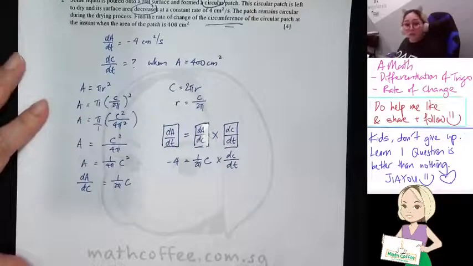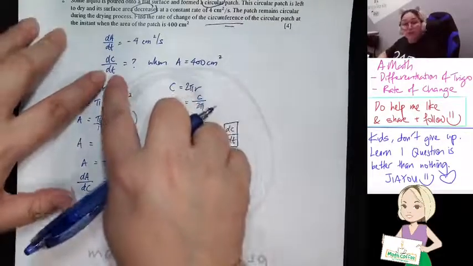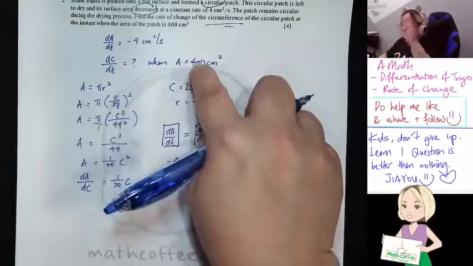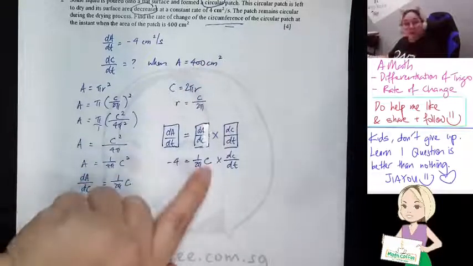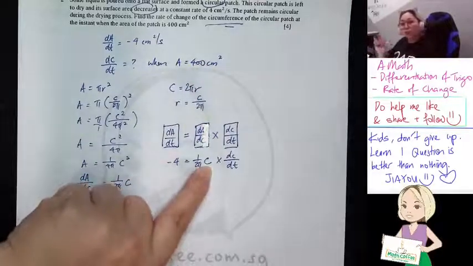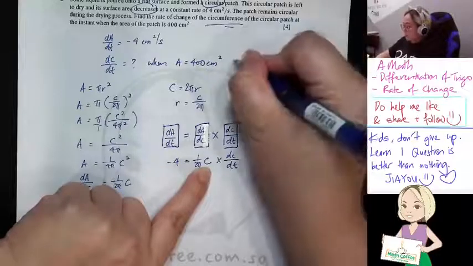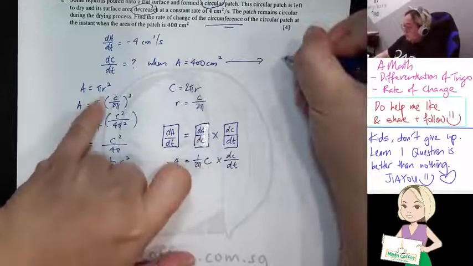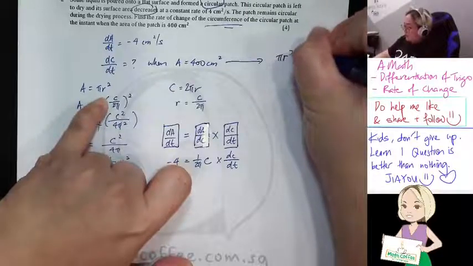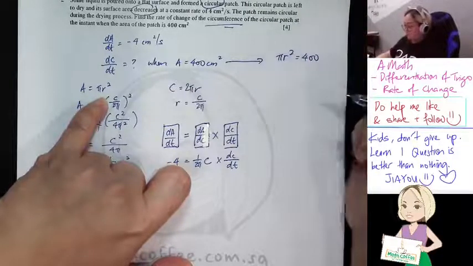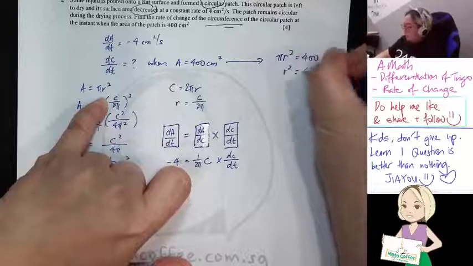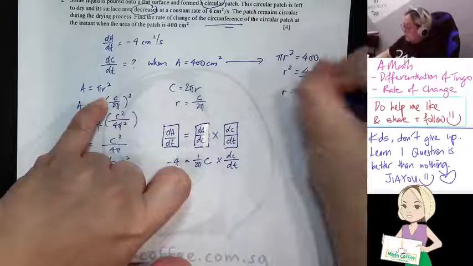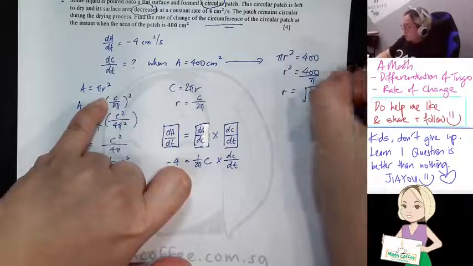Then go back to the question. They ask you to find dC/dt when A equals 400. But the bad news is, I want C, so I need to do a little bit of working. At this side here, my A is pi r square. So I know that pi r square equals 400. My r square will be 400 over pi. My r will be square root of 400 over pi.